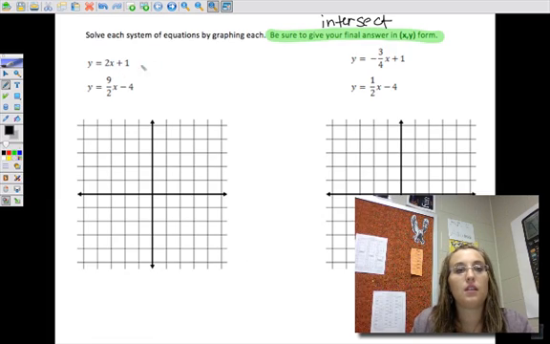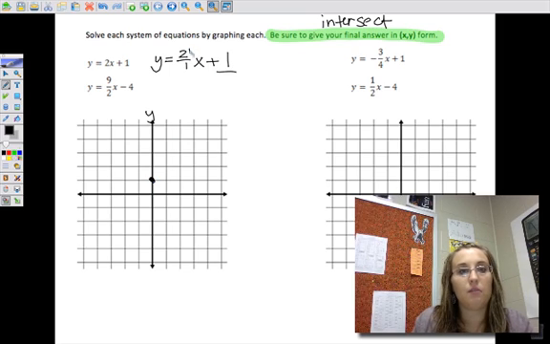So what I want to do is look at this first one, y equals 2x plus 1. I'm going to rewrite it as y equals 2 over 1x plus 1. That's because 2 over 1 means the same thing as 2, but now I have it in a rise over run form. So they're both positive. We're going to start here. That's our y-intercept. So this is our y-axis. So I'm going to go to positive 1 on my y-axis, and I'm going to make a point. And then from here, I'm going to rise 2 and run 1. So I'm going to go up 2, right 1 to make my next point.